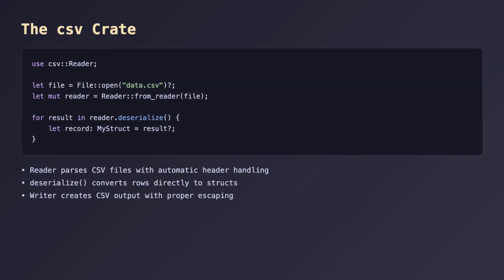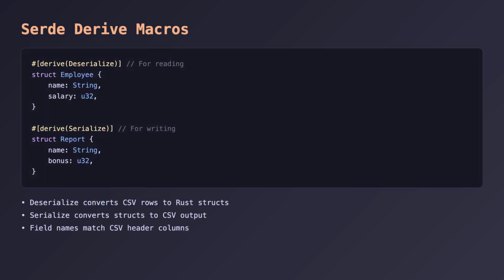The CSV crate is the standard for CSV handling in Rust. Reader parses files with automatic header handling. The Deserialize method converts rows directly to structs. Serde Derive macros make serialization easy. Deserialize converts CSV rows to Rust structs. Serialize converts structs back to CSV output.